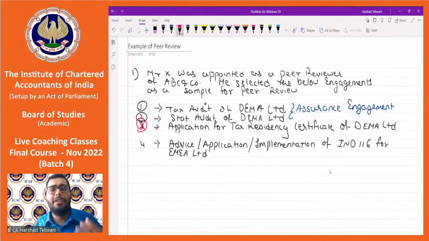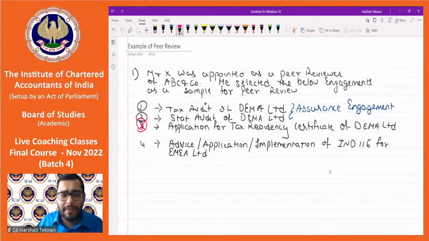Even advice on the application or implementation of Ind AS 116 for a particular company is an advisory. That is not an assurance engagement. It is similar in that we are helping a particular company in the preparation and presentation of the financial statements. So we help them in implementation of Ind AS 116 for their preparation and presentation of financial statements. Again, that will not be part of my assurance engagement.